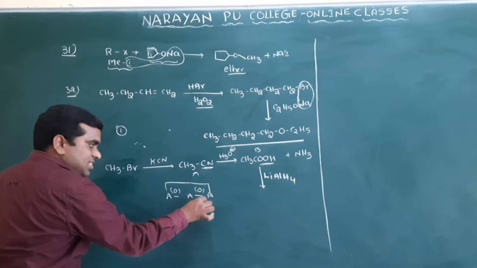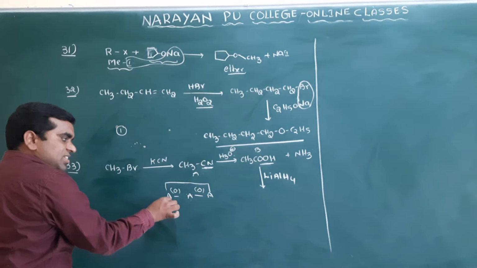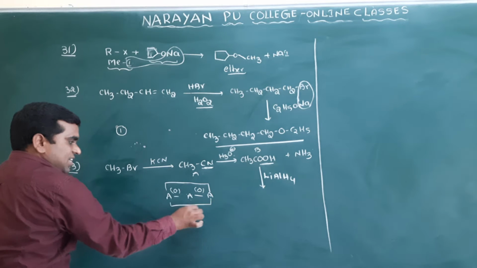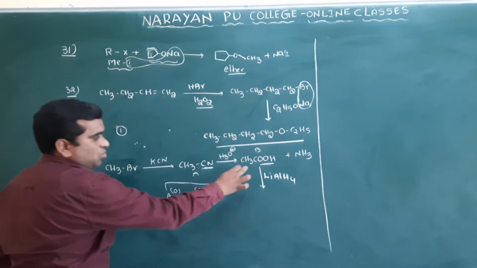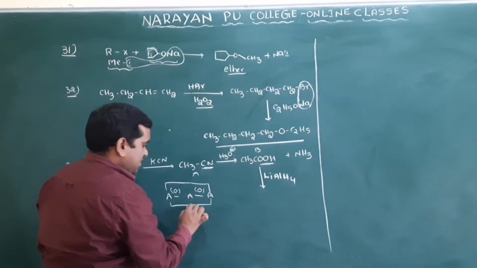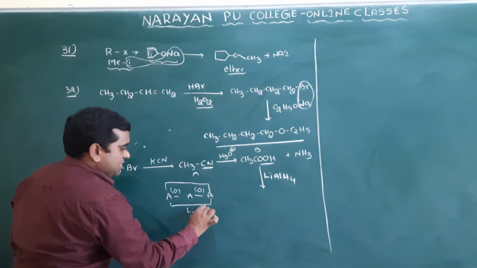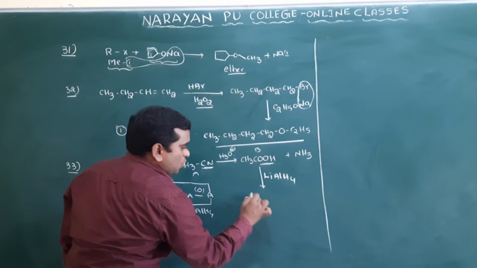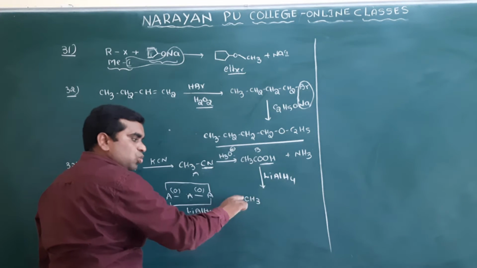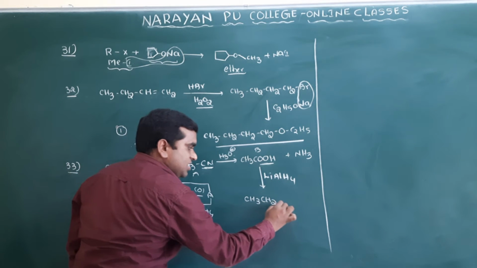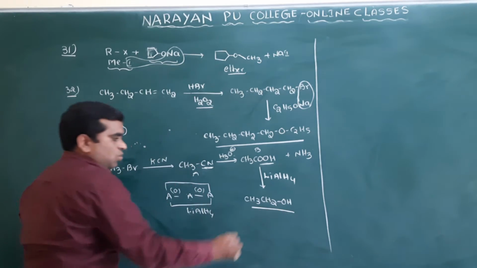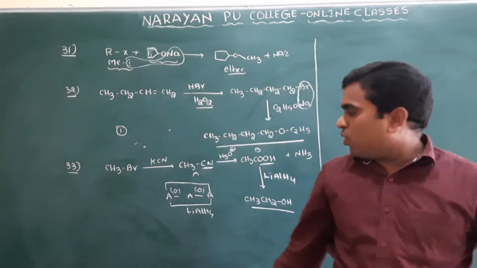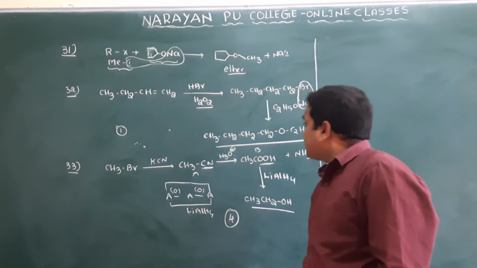But here, acid is reduced to aldehyde, and aldehyde is reduced to alcohol. If a strong reducing agent is there, acid is directly converted into alcohol. That's why, because lithium aluminum hydride is a powerful reducing agent, it reduces acids to alcohol. How many carbons are there? Two-carbon alcohol means CH3CH2OH. What we call it is ethyl alcohol. So option 4 is correct.